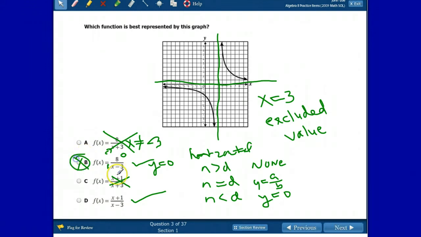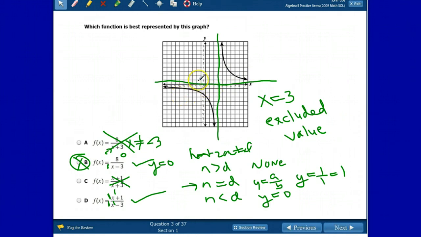Now let me go down and prove that the last one we have down here, D, is not true. Here the degree on the top is 1 and the degree on the bottom is 1. Well, they're tied, so I would follow this rule right here, and I would take these numbers that are in front, even though you don't see them because they're 1s, and you would make a fraction out of them. So that would make y equal to 1 over 1, which is 1. That's not where this line is approaching. It doesn't look like it anyway.